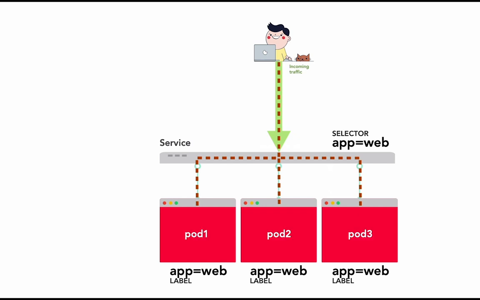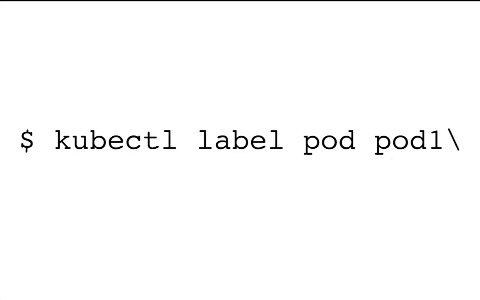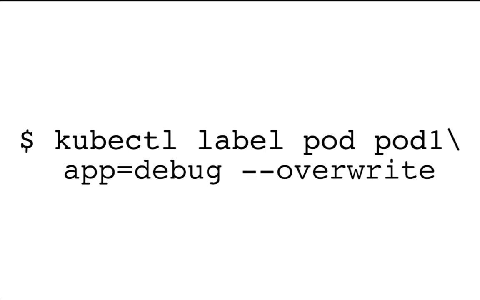Now imagine pod 1 has started playing up and you would like to not send any more traffic to it and perhaps debug it. What we can do is modify the labels. The quickest way to do it is to run the command kubectl label pod 1 app=debug --overwrite. You can also edit the label in the YAML file and submit it to the cluster. Both have the same effect.